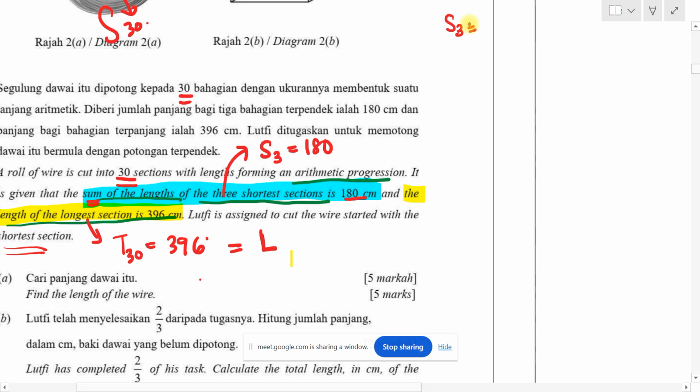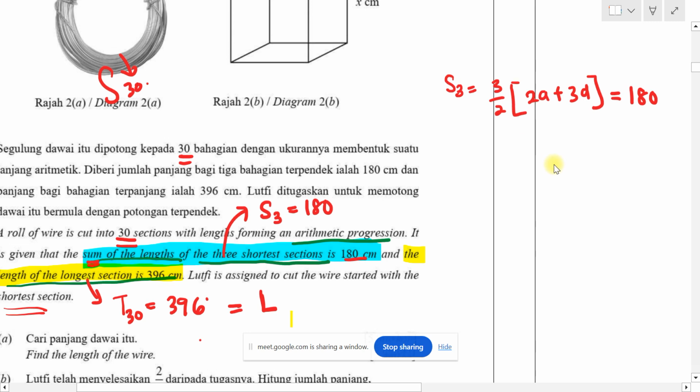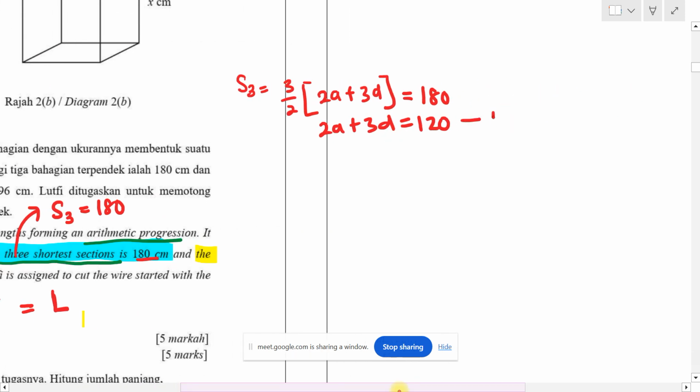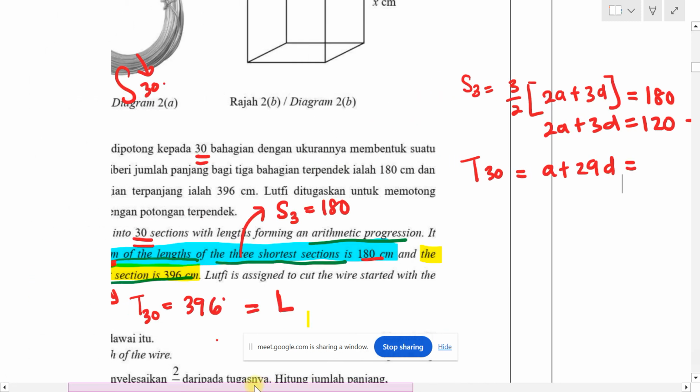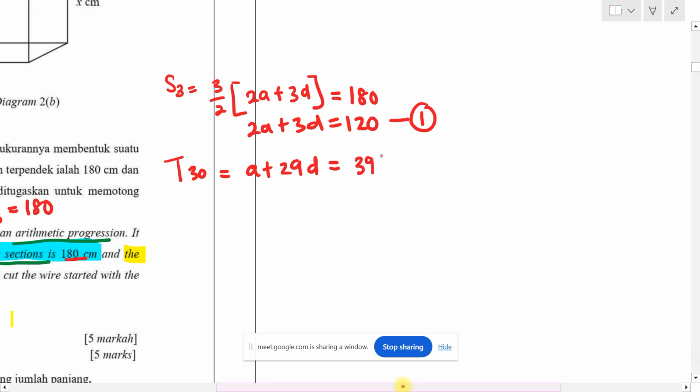For example, S3 equals 3 over 2, 2a plus 3d, and the answer is 180 centimeter. Bring the 3 over 2 to the 180 side. So 180 divided by 3 over 2 gives 120. So 2a plus 3d equals 120. That is your equation number 1. Then we know that T30, which is a plus 29d, equals 396. That will be your equation number 2.